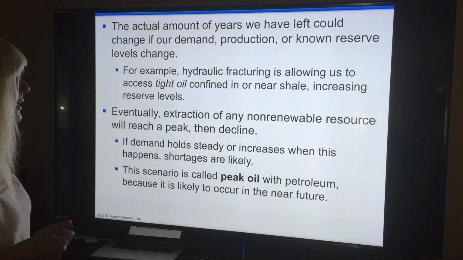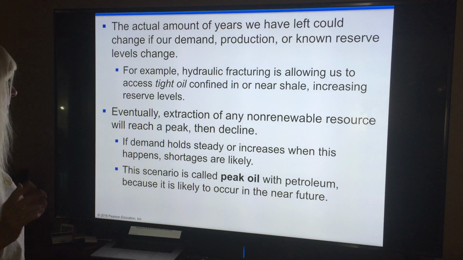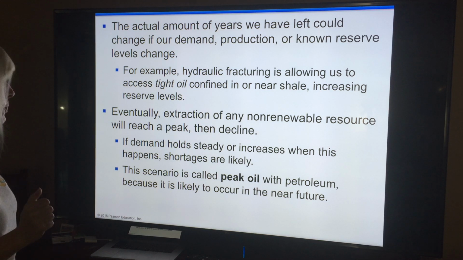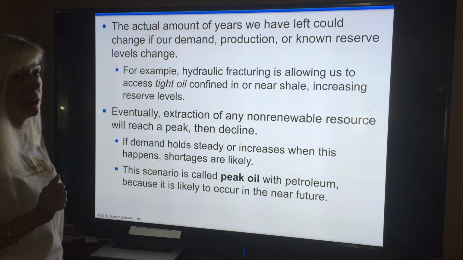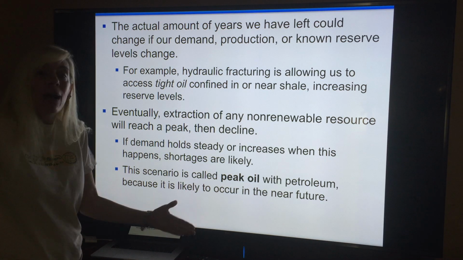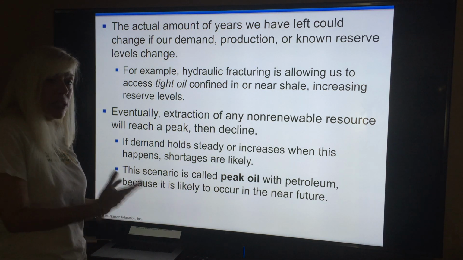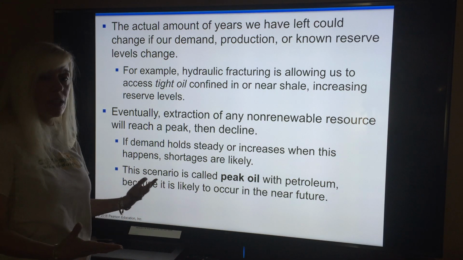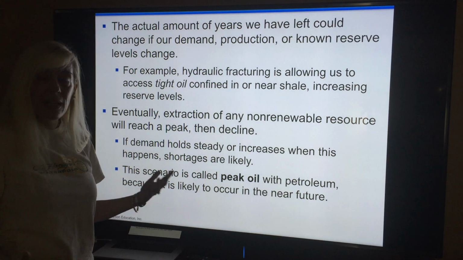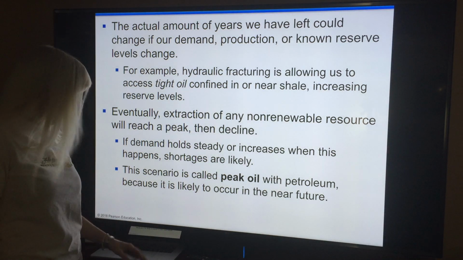So if demand holds steady or increases when this happens, shortages are likely. This scenario is called peak oil with petroleum because it's likely to occur in the near future. So it's like, why don't we get on board before we run out of crap? Just change it over slowly. I mean, first we're doing electricity and our cars. Eventually, maybe airplanes.